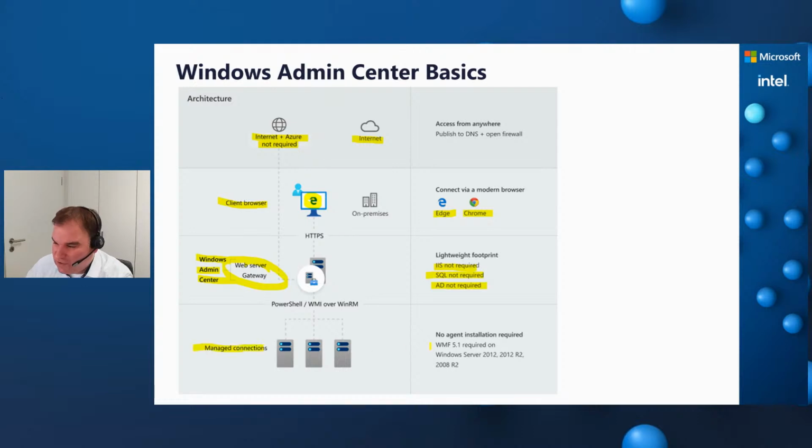For the managed connections, no agent installation is required. This is important. But when we have a previous Windows Server version, I mentioned Windows Server 2022, 2019, 2016. When we have 2012 R2 or a previous version, we need the Windows Management Framework 5.1. This is not a specific Windows Admin Center agent, but we have to install something, exactly this Windows Management Framework here, to enable these previous target servers for management via Windows Admin Center.